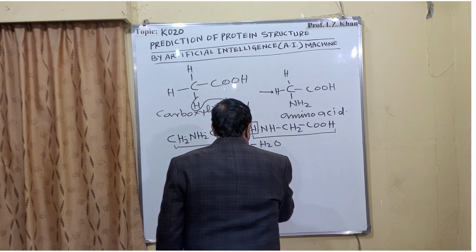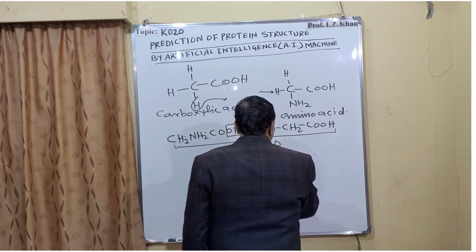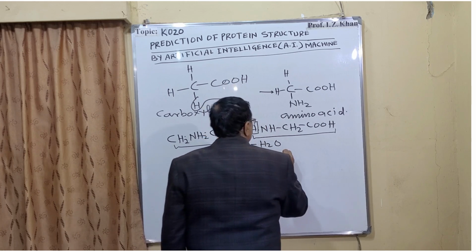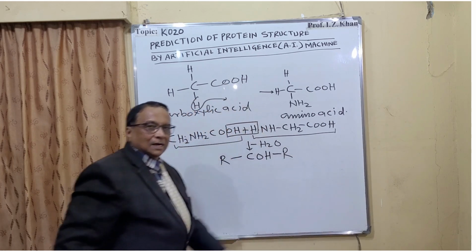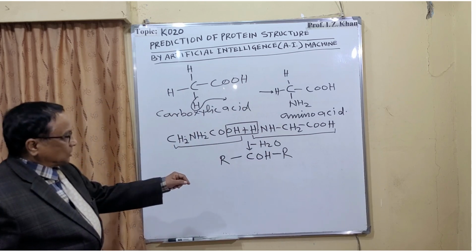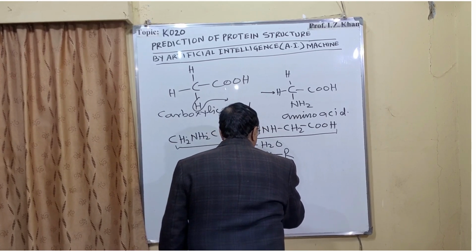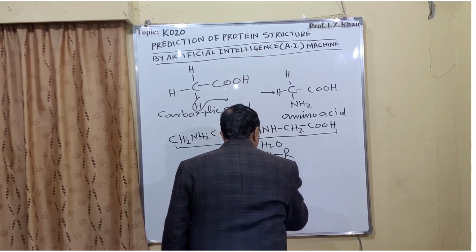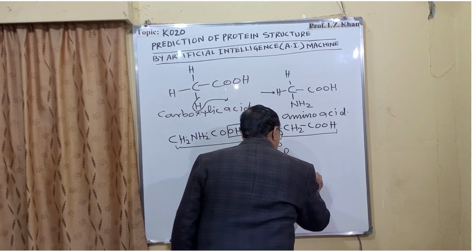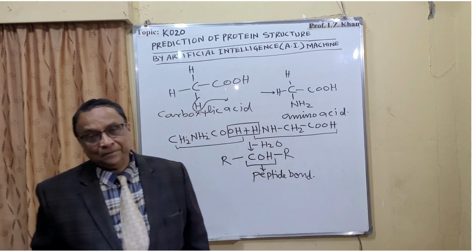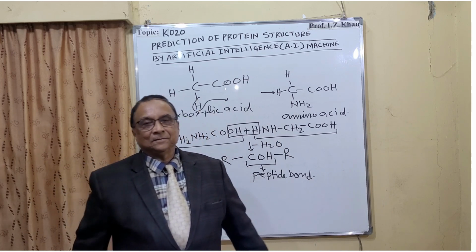You will get CONH, and this can be R, meaning any amino group and carboxylic group. And this bonding is very important, it is called the peptide bond. And from here everything starts.